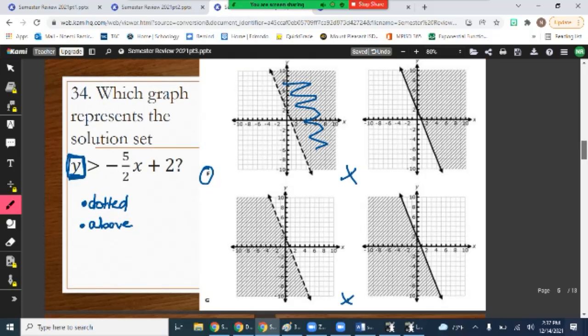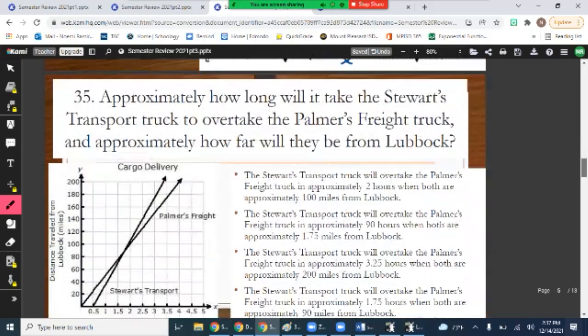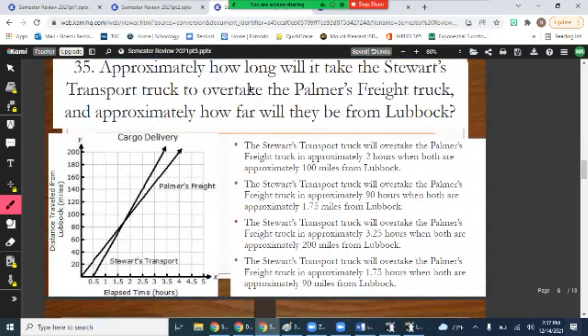Done. Ready? But you guys have your test tomorrow, so here we go. 35. You have two straight lines on the same graph. What do you even think we're looking for? Where they cross, where they intersect.